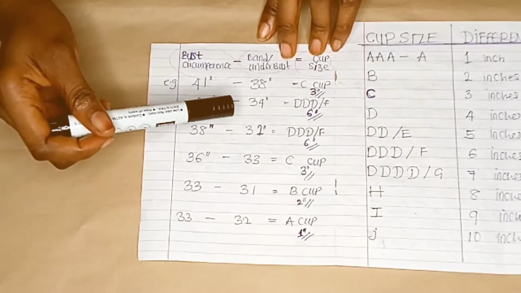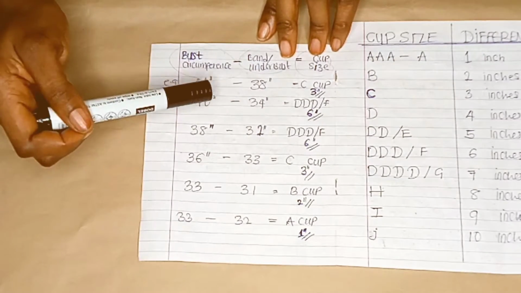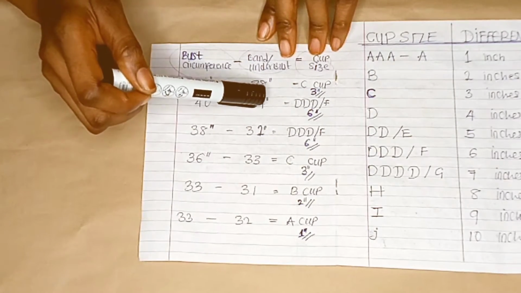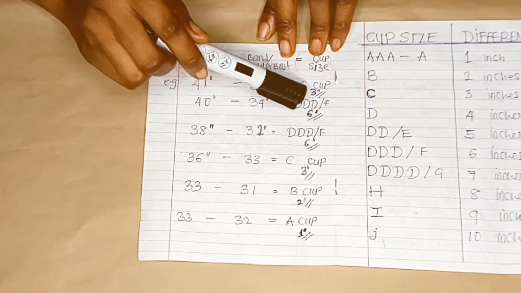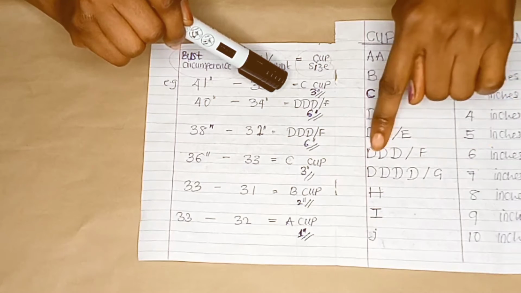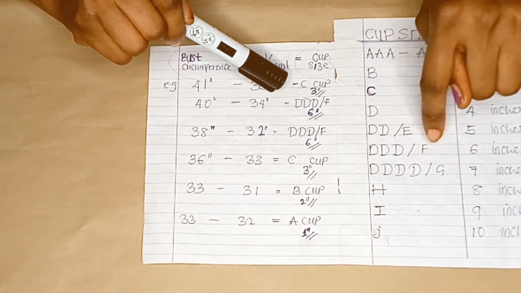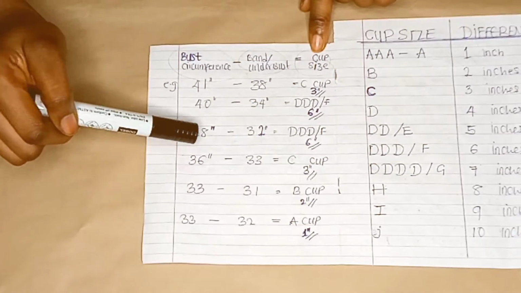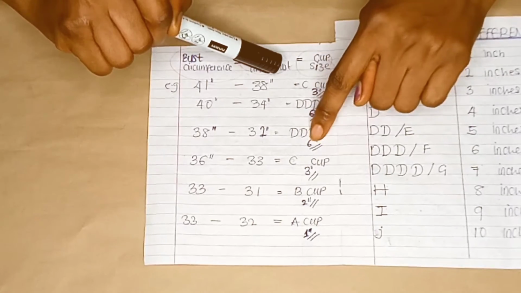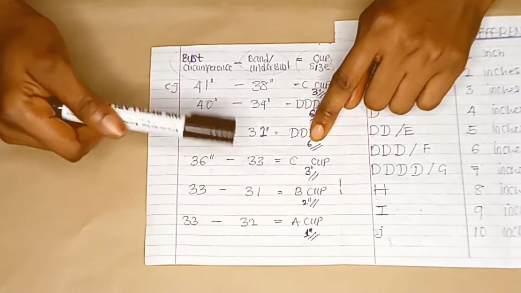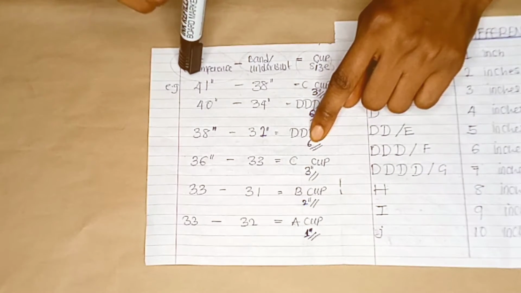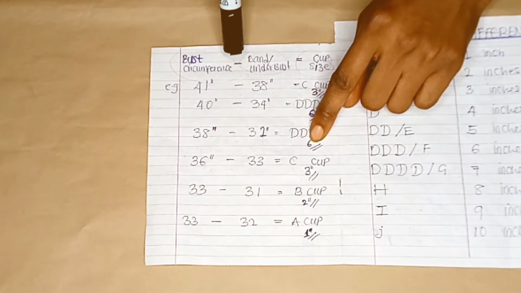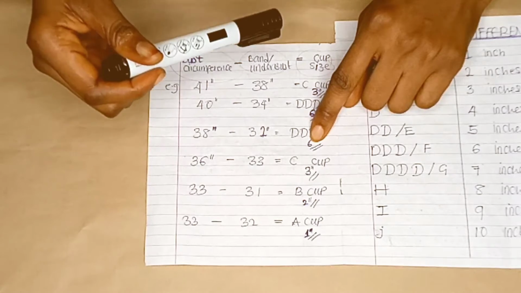Next, we have 40 inches bust circumference minus 34 inches under bust circumference. The result is going to be 6 inches. Okay, the difference is 6 inches, and that will result to a cup size of triple D. So we have triple D/F, which is the same thing as 6 inches difference. So it's not about the number of your size, it is the difference between the bust circumference and the under bust circumference that will give you your cup size.